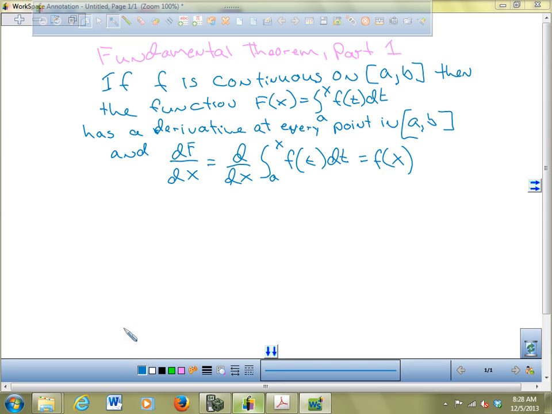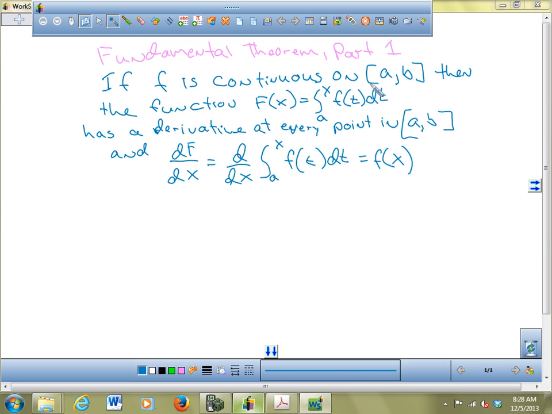So this is called the fundamental theorem, part 1, at least in this book. In other books, it can be called fundamental theorem part 2. Okay, because the fundamental theorem, the way I have known it, is F of b minus F of a when you're taking the integral. But this is kind of where that idea comes from.